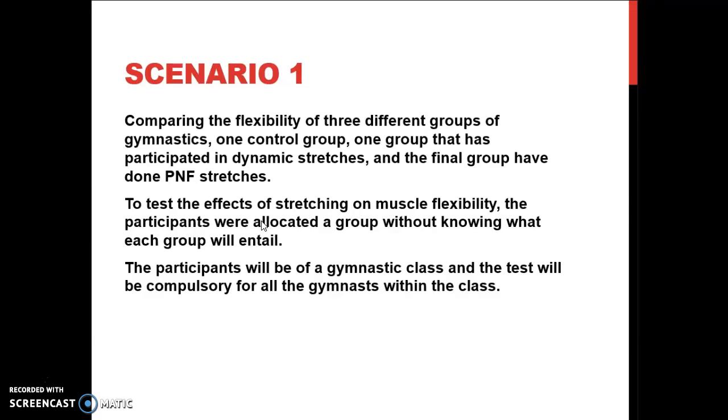And finally, it says the participants will be from a gymnastics class and will be forced to do it. Of course, this is going against the fact that these aren't volunteers, which they should be. You shouldn't force anyone to participate in a research project that they don't want to.